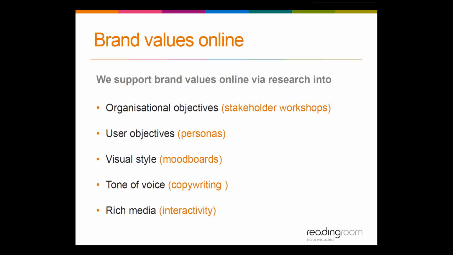Other elements that we look at are tone of voice, copywriting. So as well as deciding a visual style, it's worth looking at how a company presents itself with words. A company can be informal and warm, or it can be very business-like and authoritative when it's describing itself. And it's really how you're talking to your target audience.